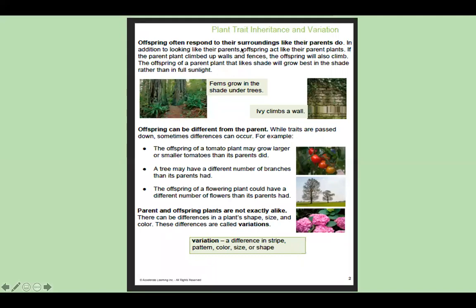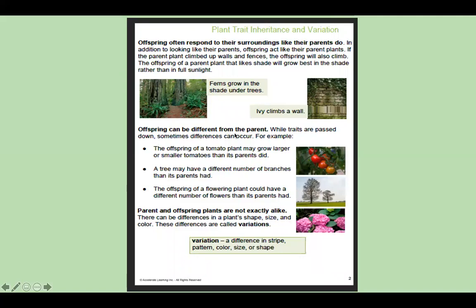Offspring often respond to their surroundings like their parents do. In addition to looking like their parents, offspring act like their parent plants. If the parent plant climbed up walls and fences, the offspring will also climb. The offspring of a parent plant that likes shade will grow best in the shade rather than in full sunlight. So for example, ferns grow in the shade under trees. Ivy climbs a wall.